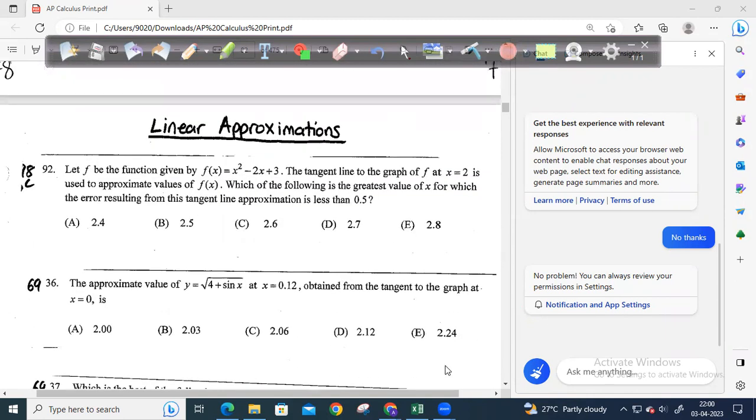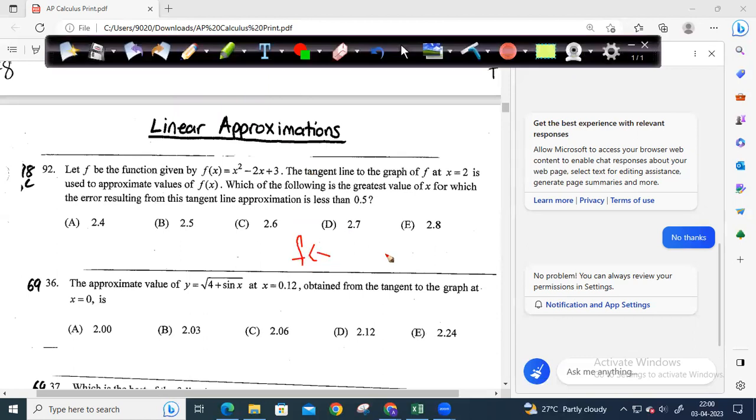Let us see now the first question. So you might be worried about how to do the first question. If you see, the first question is asking what is the greatest value of x till the error is less than 0.5. That is what he's asking. Correct, right? See how I'm going to solve this question. They gave a function f of x. What is your f of x value? f of x is x square minus 2x plus 3. The tangent line to the graph of f at x is going to be used to approximate the value of f of x. So the question is, which of the following is the greatest value of x for which the error resulting from this tangent line is approximately less than 0.5.